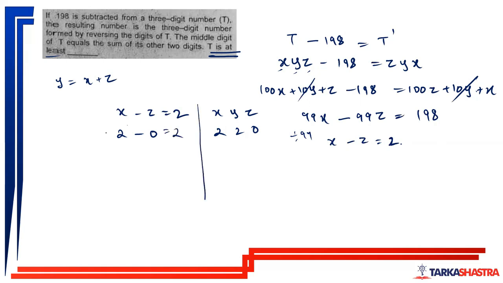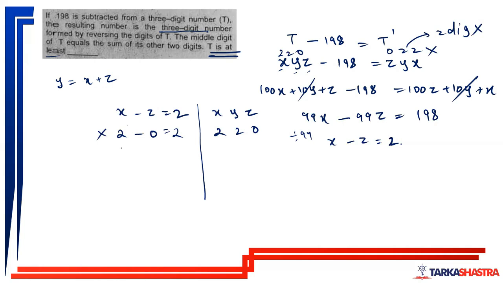But then this one will not work. Why? Because if I take 220 minus 198, I'll get 022, which is not a 3-digit number. And they are saying the resulting number is a 3-digit number. It is a 2-digit number only, and that is why it is not acceptable. We want a 3-digit number over here.